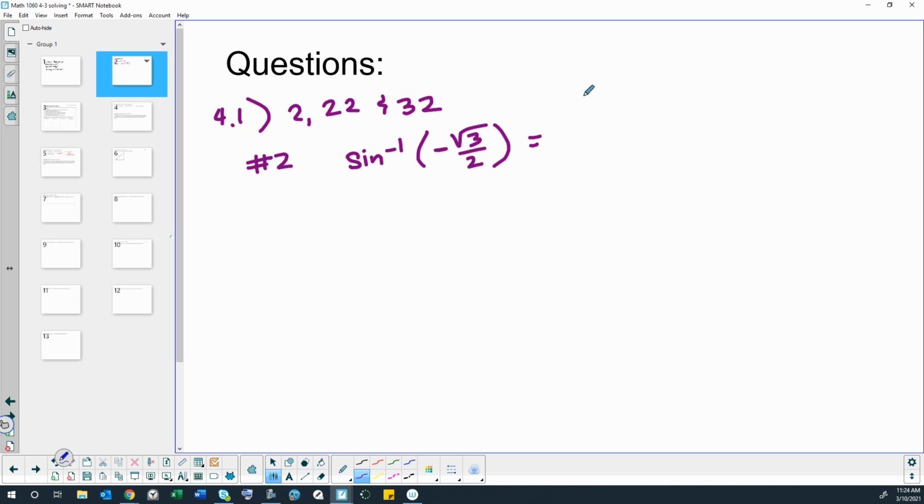And here's my little side note, here's my thinking. The sine of pi thirds is square root of 3 over 2, correct? That's that ratio we should have memorized. So that means that the inverse sine of negative square root of 3 over 2 would be negative pi thirds, because it would be the same reference angle, but in the fourth quadrant.